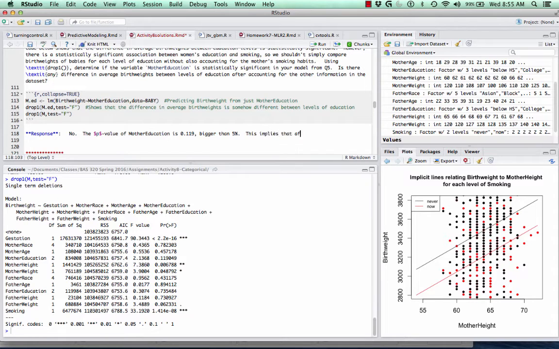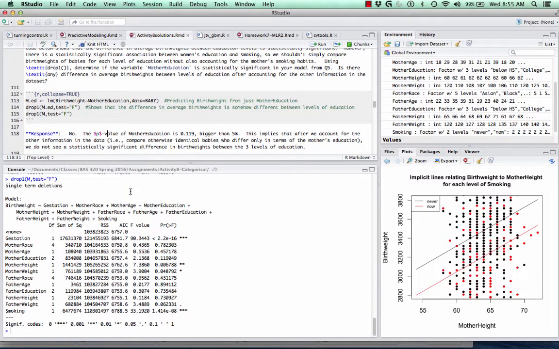This implies that after we account for the other information in the data, i.e. compare otherwise identical babies who differ only in terms of the mother's education, we do not see a statistically significant difference in birth weights between the three levels of education.